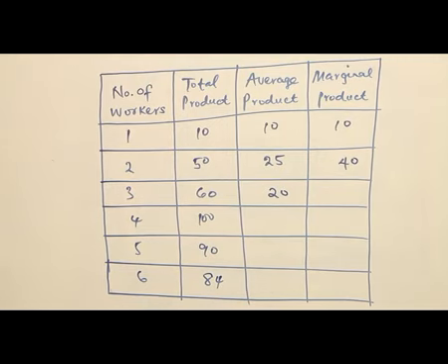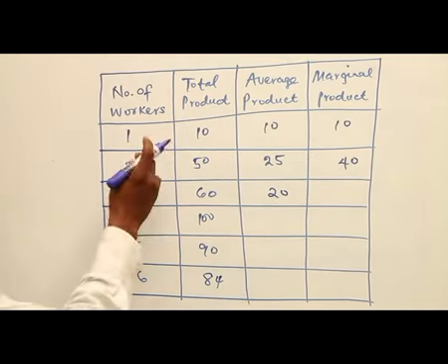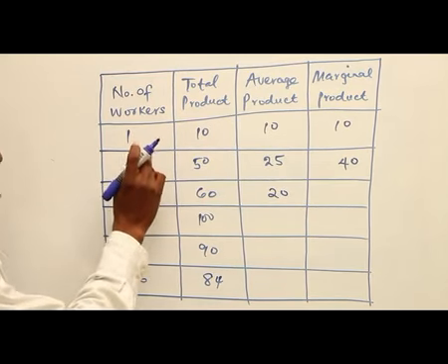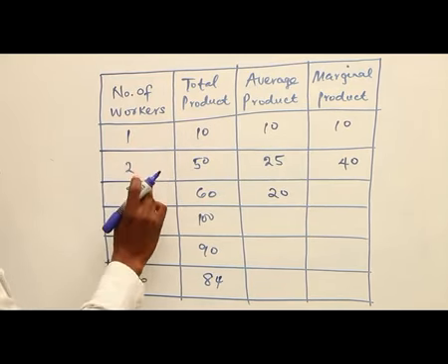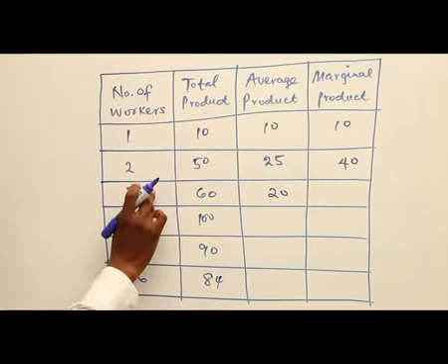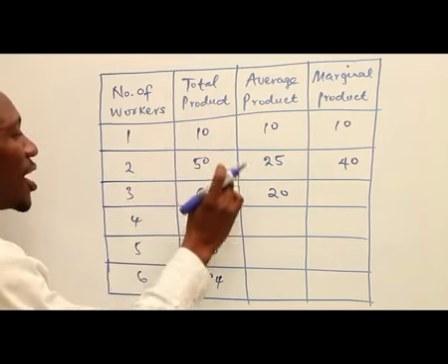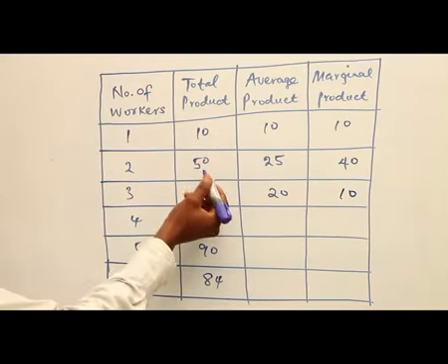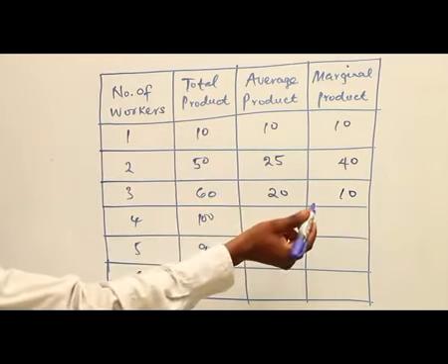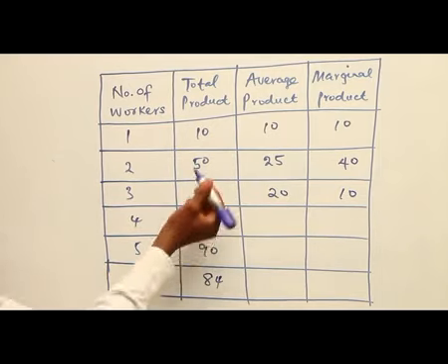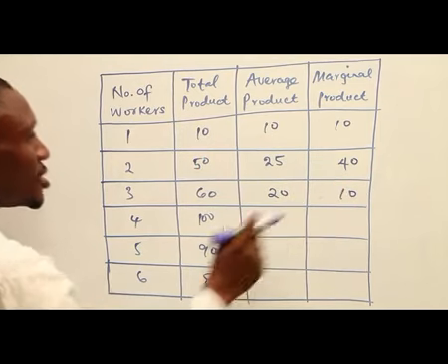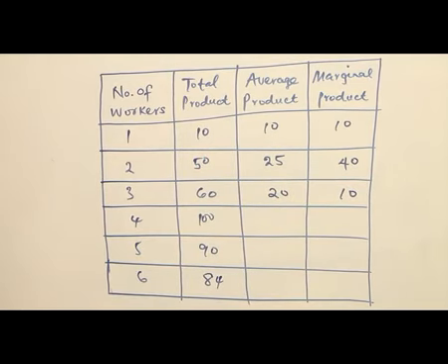Now, what is going to be the marginal product? That is, the change between when 2 workers were employed and 3 workers were employed. It's going to be the change between 50 and 60, which is 10. So there is an increase by 10. 50 to 60 gives us 10 to be the marginal product.